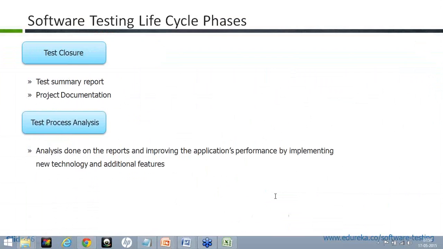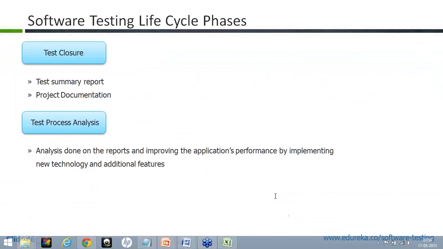As I explained earlier, the test closure: all the test cases that you have written, the number of test cases, and during the time of execution, how many test cases you executed, what was the status on that, whether all the test cases passed, failed, or were not run, and whether there are any defects pertaining to the test cases that failed, and all those things you have to prepare.